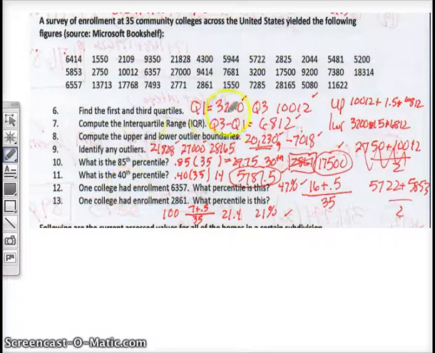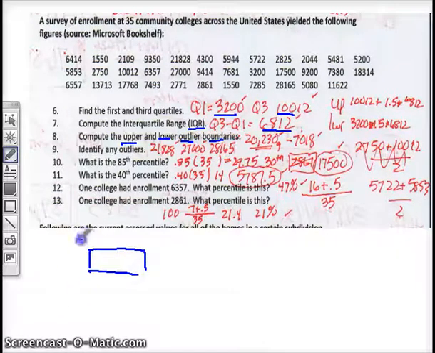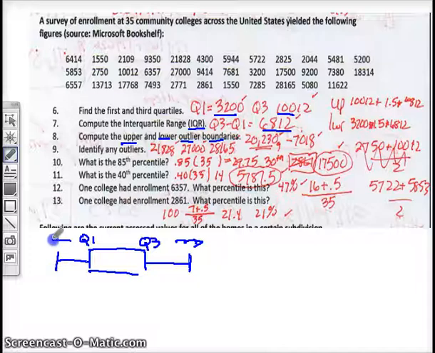So find the first and third quartiles. We just did that. We found the first and we found the third. Compute the interquartile range, which is just their difference. That's 6812. Number 8, compute the upper and lower outer boundaries. What that means is, if this is Q1 and this is Q3, there is a spot right here, a boundary, that if a number was any more, maybe it doesn't even make any sense. So we're going to call that a boundary.